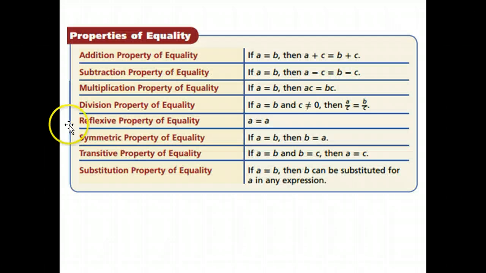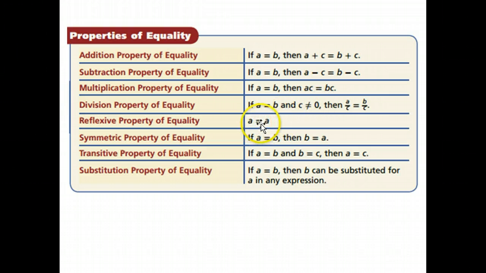All right, if you have not written these down yet, you will want to have each of these properties in your notes. Again, this first one says that we're allowed to add the same number to both sides of the equation. The second one says we're allowed to subtract both sides by the same number. The third one says we're allowed to multiply both sides by that number. This division allows us to divide both sides of an equation by the same number.